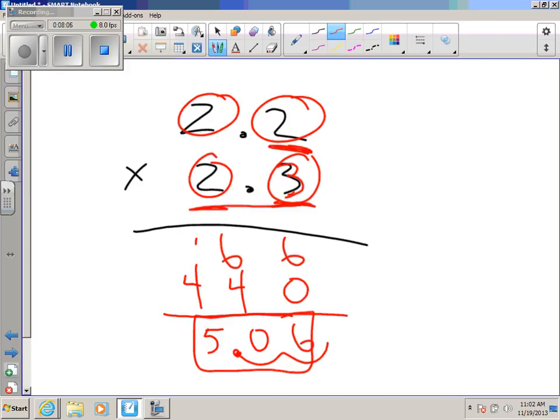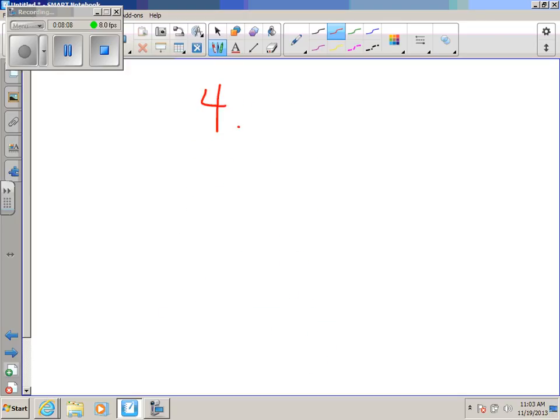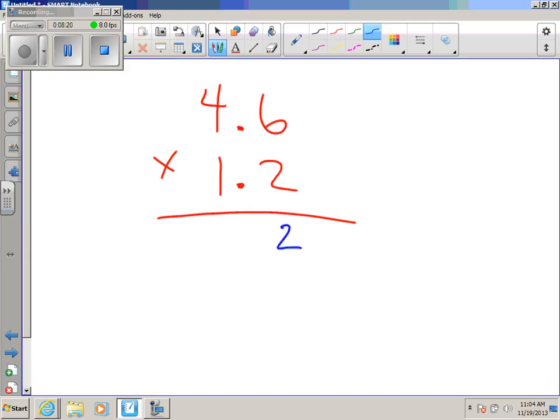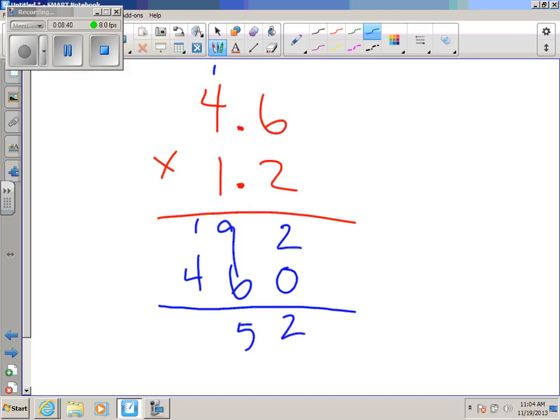4.6 times 1.2. Your turn. All right, here, let's look carefully. 2 times the 6 is 12. 4 times the 2 is 8 plus 1. As I move from the 2 to the 1, I've got to drop that 0. 1 times 6, 1 times 4. 2, 15, 5 with 1, 2 decimals, 5.52.